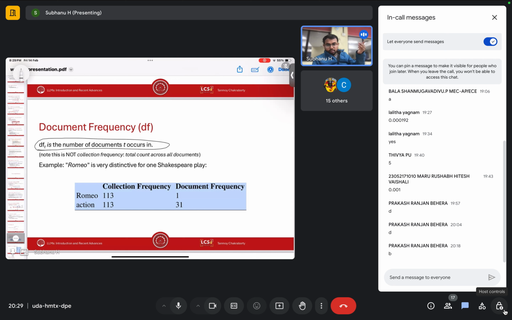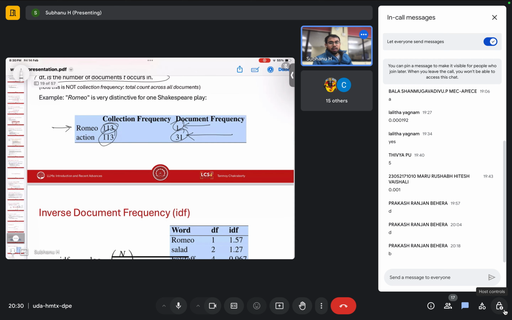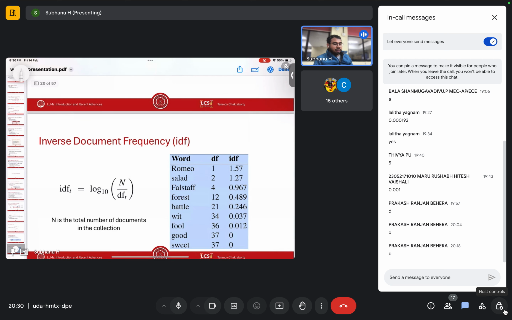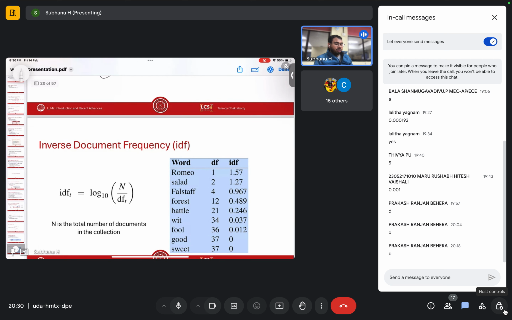So now in my database I have multiple documents. So I can find out that Romeo came 113 times in document 1 and action came 130 times in 31 documents. That means you can see that Romeo can be found in only one document, whereas action can be found in 31 documents. That means Romeo is an important word. But how should I make my algorithm understand that this is an important word?